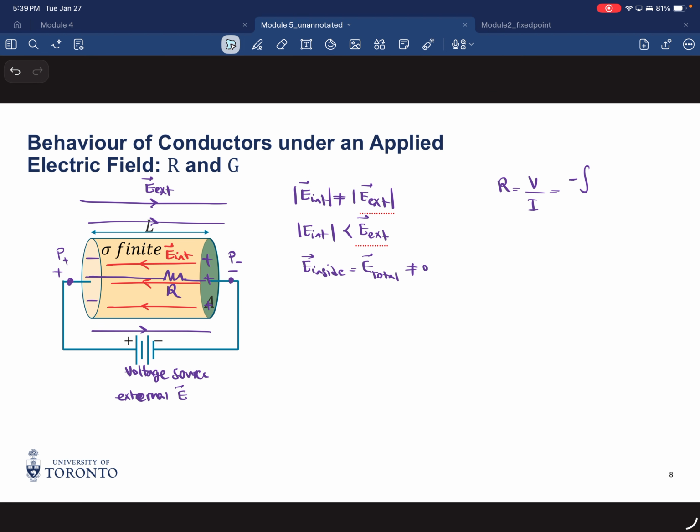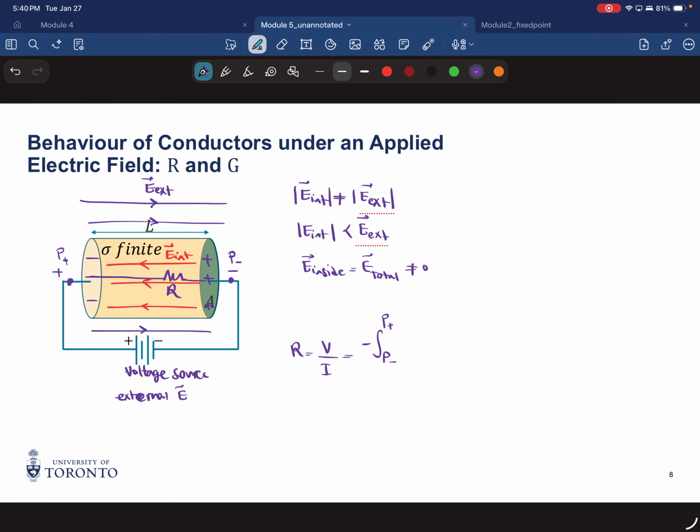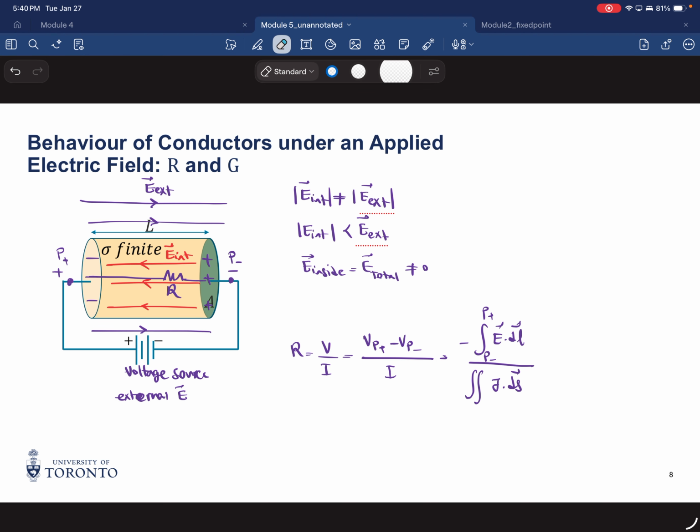I'm going to bring this here. The V that we have here is the positive voltage difference, okay? And it is going to be minus P negative to P positive. Or let me write it in another way. It is VP positive minus VP negative over I. And that's equal to minus E dot dl from P negative to P positive. And I can be written as J dot ds, where J can be replaced by sigma E.